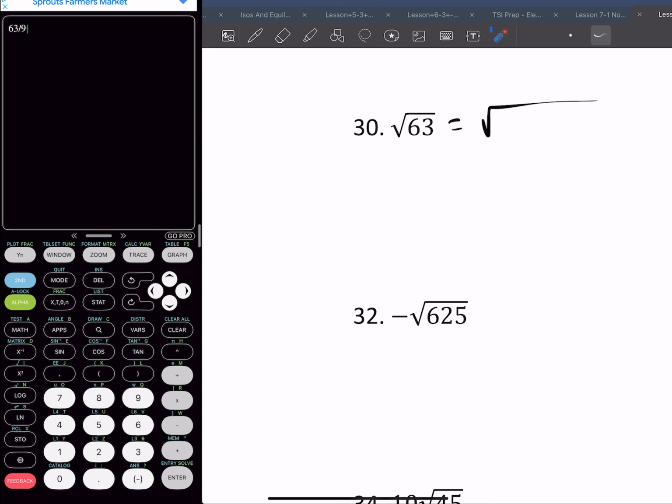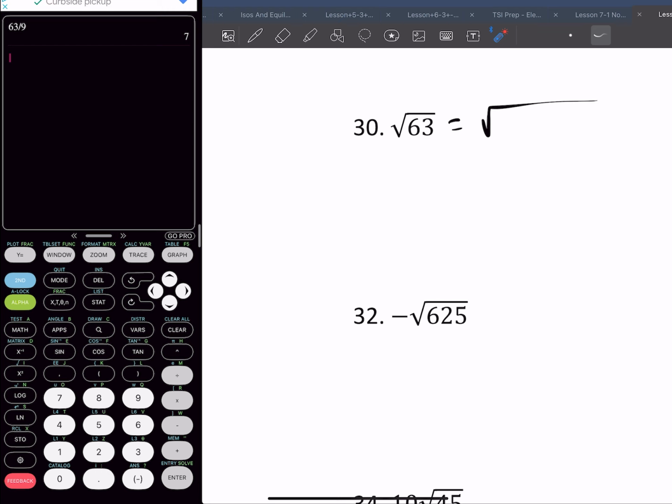So you will take the number that's under the square root, put that in your calculator, and divide by a perfect square that, of course, is going to be less than 63. So 63 divided by 9, let's see what happens. Great. 63 divided by 9 is 7. 7 is a whole number. It's not a decimal. That's great.